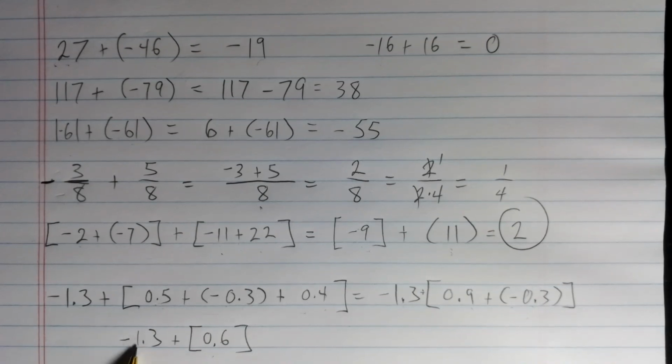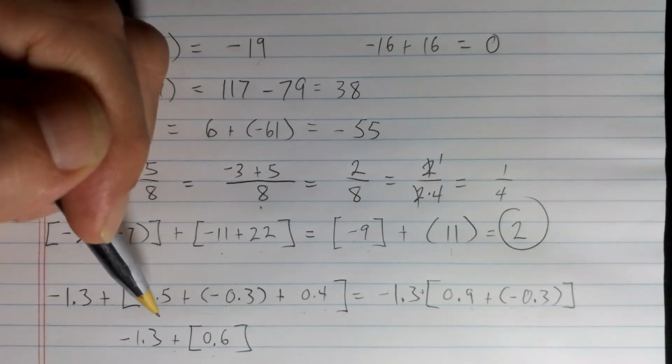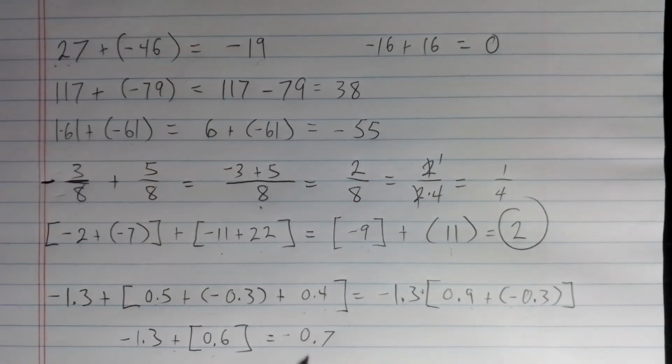So -0.3 plus 0.6, you should already see you're going to end up with a negative number here. And without any further calculation, I would expect you to see that this is -0.7.